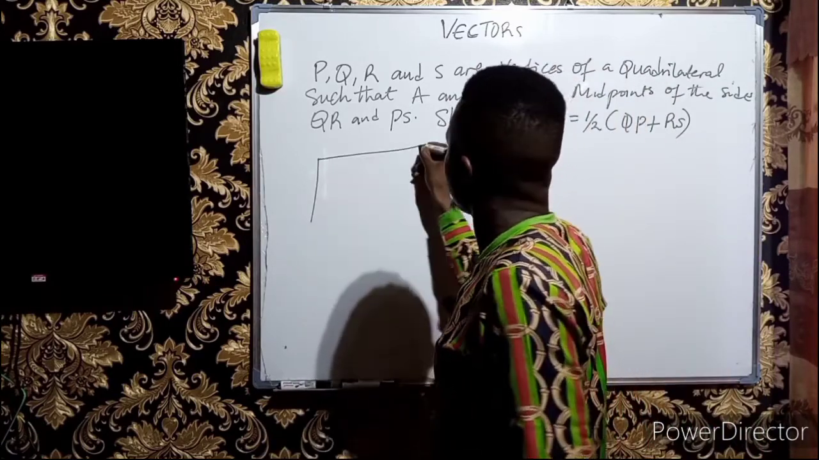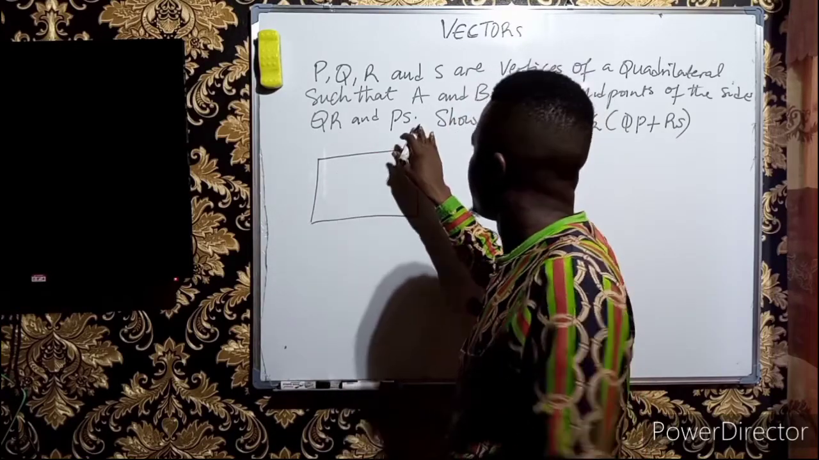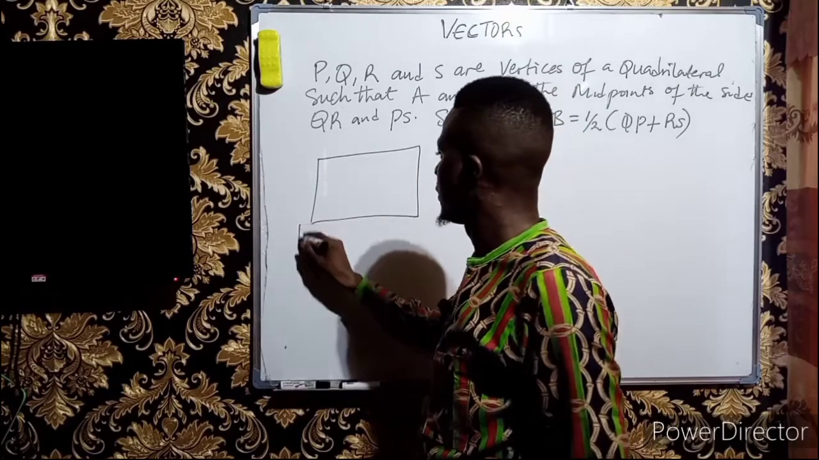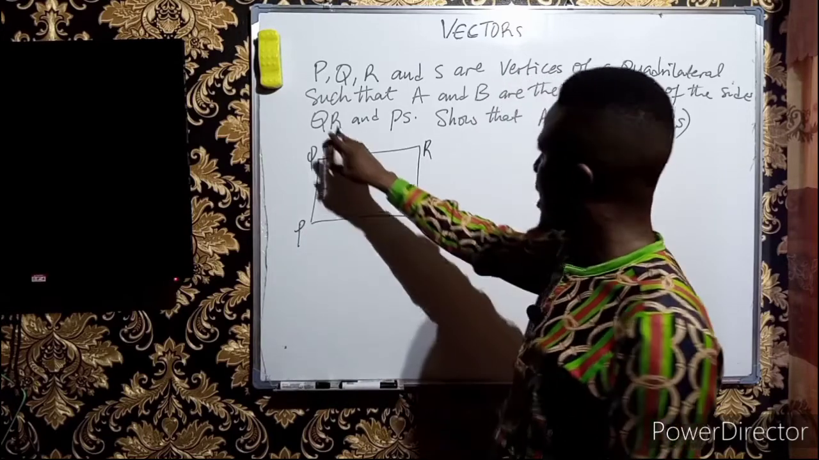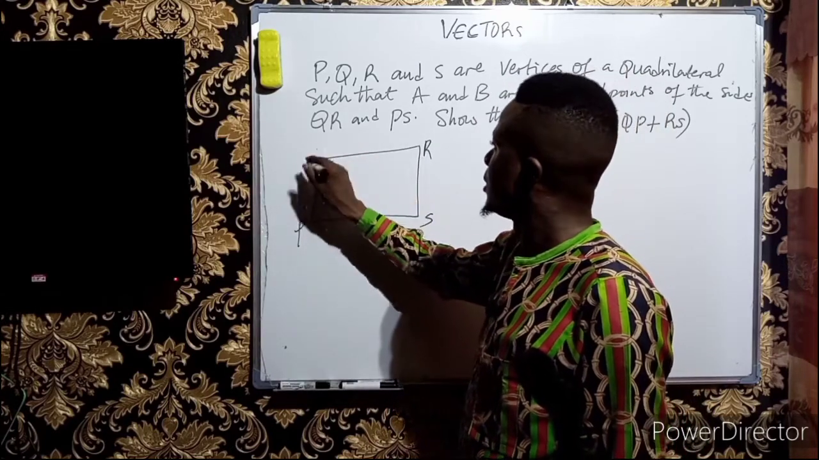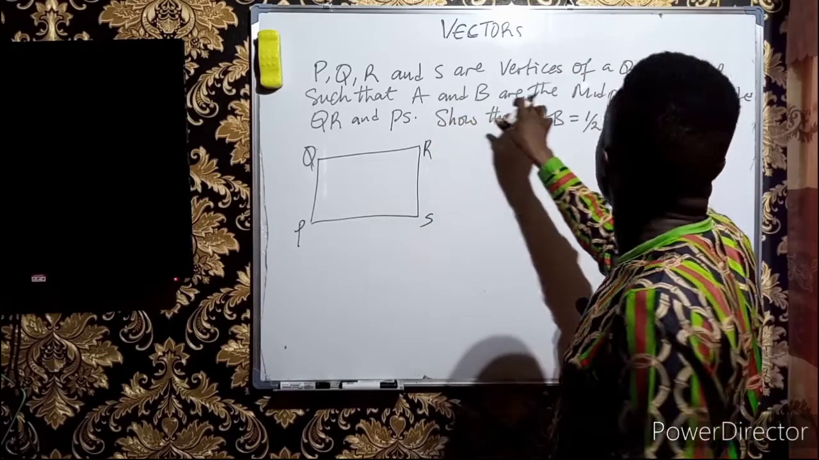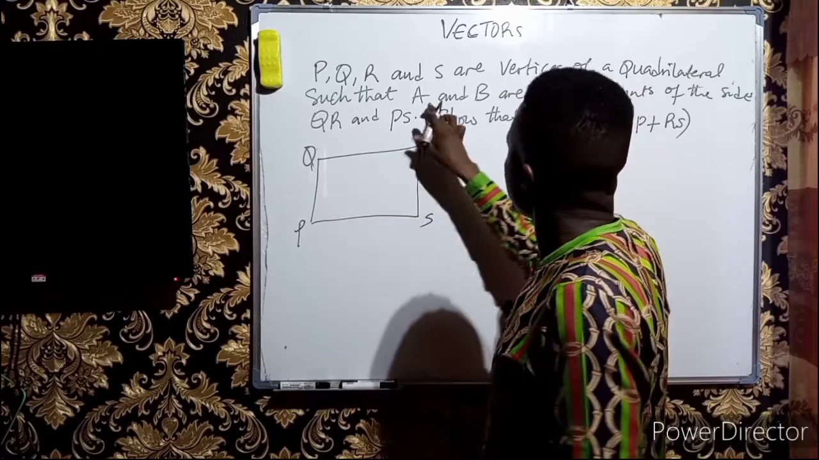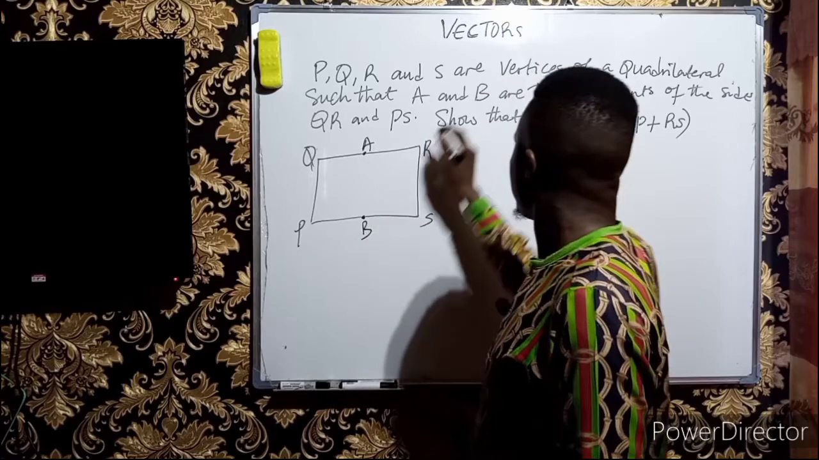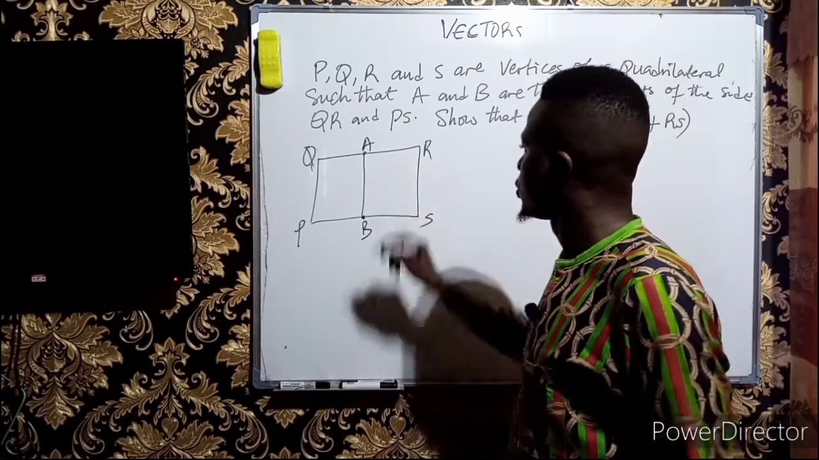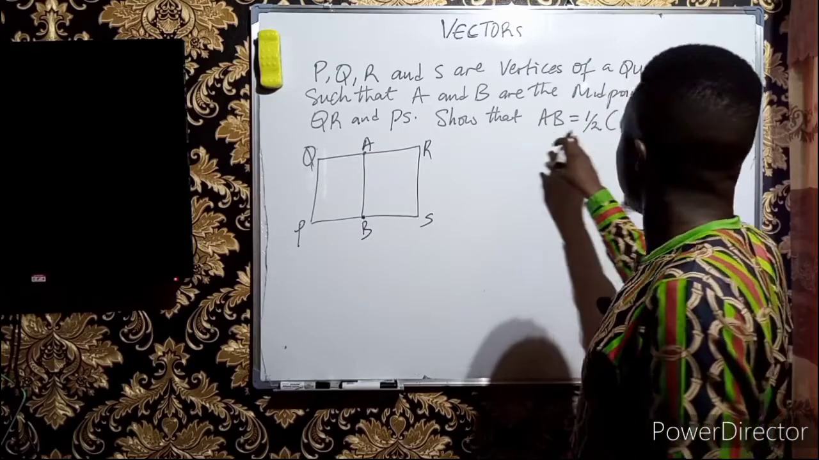A quadrilateral must have four sides. We don't know the particular quadrilateral they're talking about, but they talked about QR and PS. So I have to arrange it this way, PQRS, such that I can have my PS and QR, just like they have said. Now, we are told that A and B are the midpoints, so A is the midpoint of QR, and B is the midpoint of PS, according to the question. If I like, I can join them together. Now, we are asked to show that AB is equal to this.